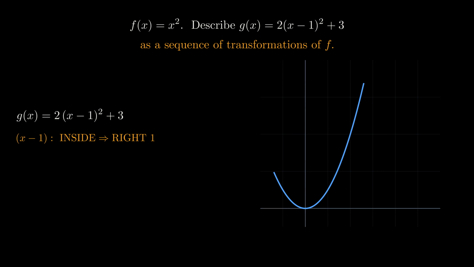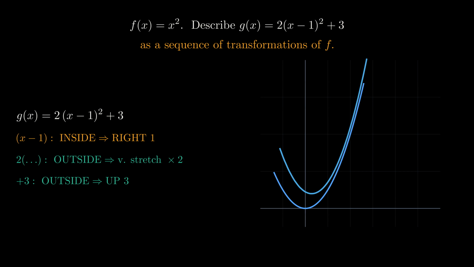Then the 2 multiplying the bracket is outside. A vertical stretch, factor 2. Finally, plus 3, outside, up 3. So g is x squared, moved right 1, stretched vertically by 2, then up 3. And its vertex sits at (1, 3). Reading the vertex form as transformations is the fastest way to sketch any quadratic.